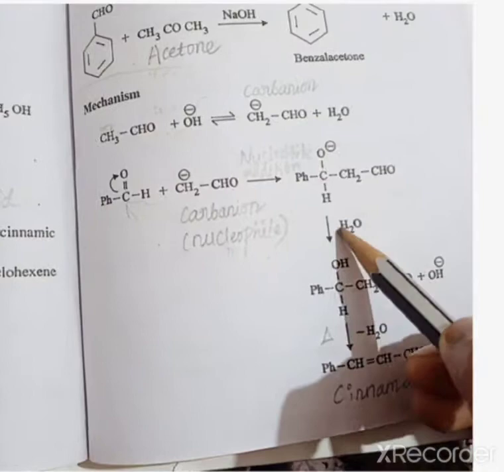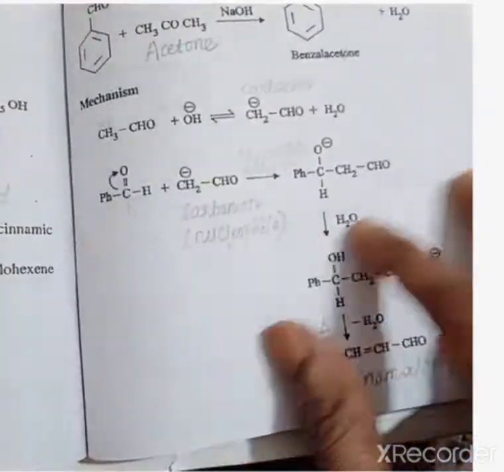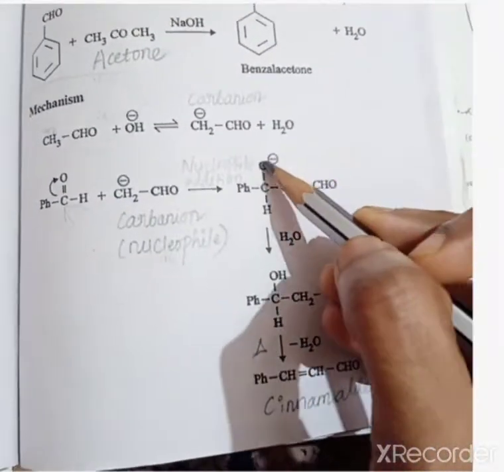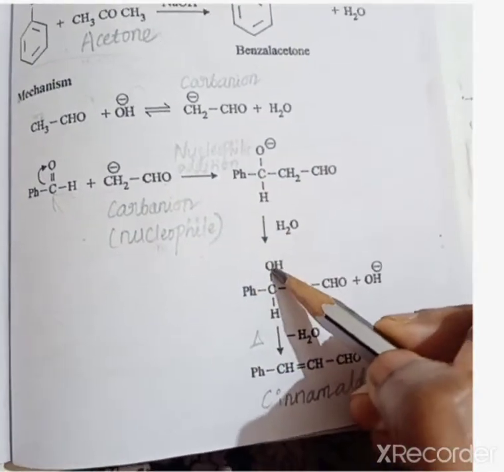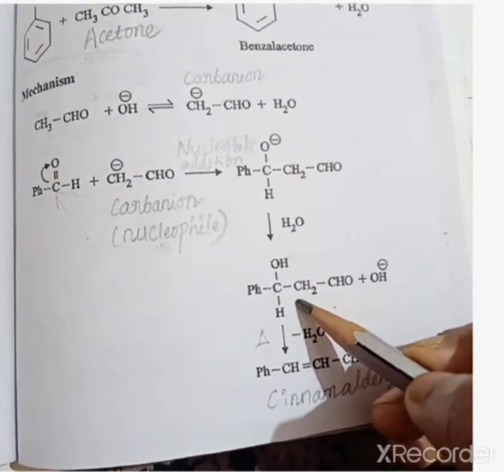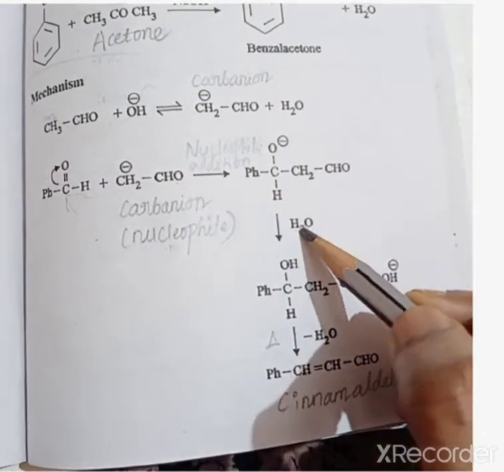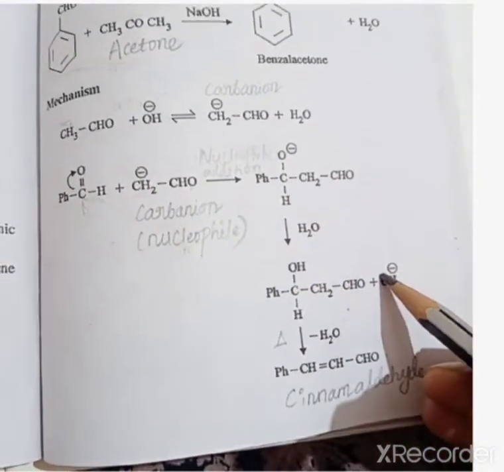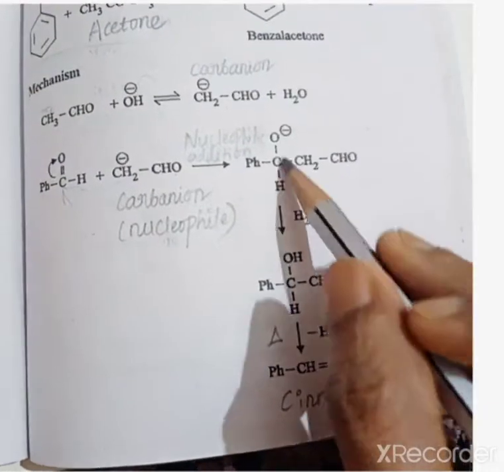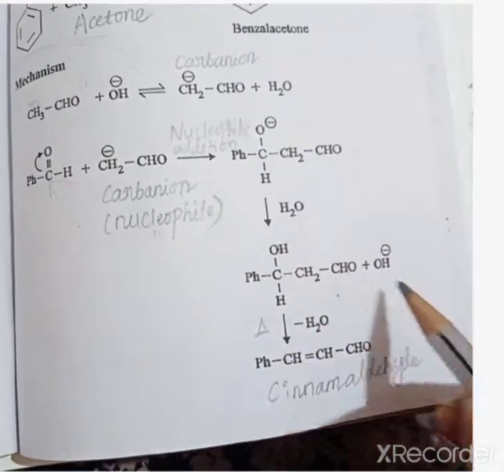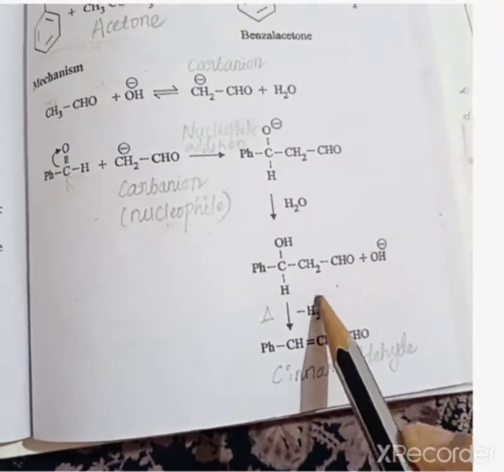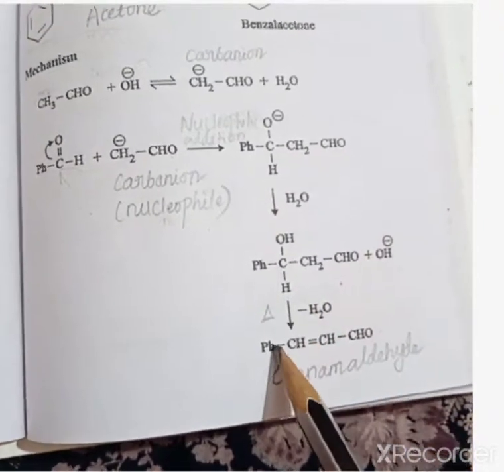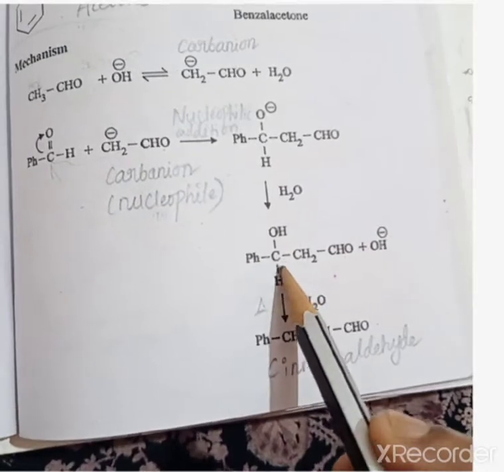Again, it becomes hydrolysis. In the hydrolysis, only the O minus gets hydrolyzed with H. So Ph CHOH CH2 CHO. Again one OH minus will be removed in this reaction; only one OH will be removed. Again, heating with H2O, only H2O is removed, and it becomes Ph with a double bond.